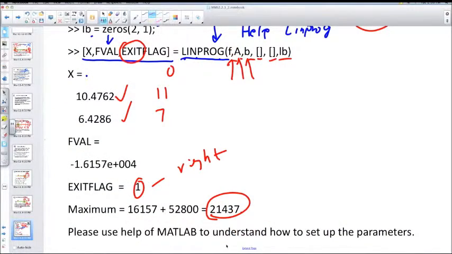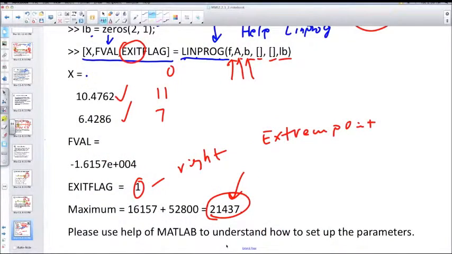Then when you solve the problem, they give you the point, which we call the extreme point, and then the answer, which we call the objective function. Well, we used 3 different ways to solve it. We used the graphic method, the manual simplex method, and then we used MATLAB to solve it. The keyword of MATLAB is linear program, LINPROG.